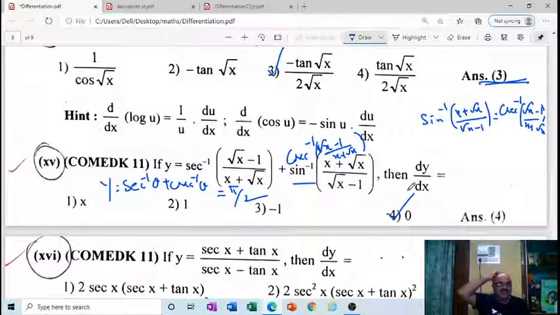Secant inverse theta plus cosecant inverse theta is pi by 2. Sine inverse theta plus cos inverse theta is pi by 2. Tan inverse theta plus cot inverse theta is equal to pi. We have learned this in inverse trigonometric functions. Now that concept needs to be adopted here. The concepts are very clear, friends. I will tell you, in no time you can solve this.